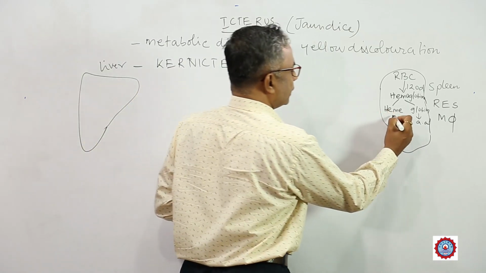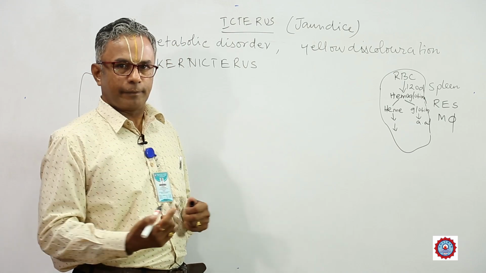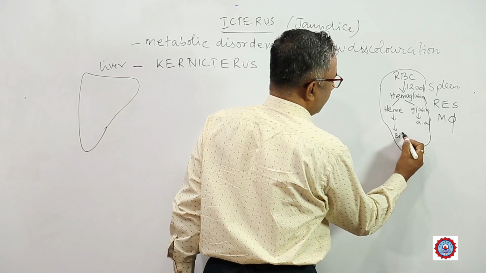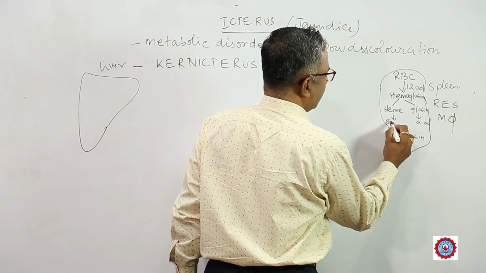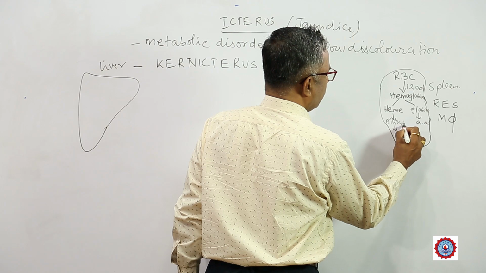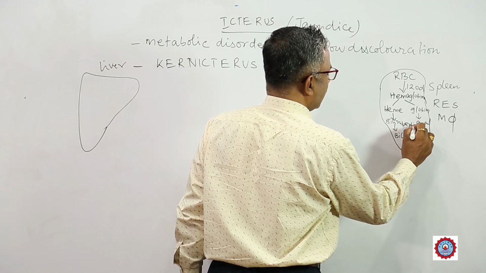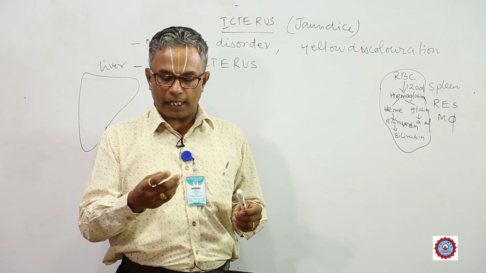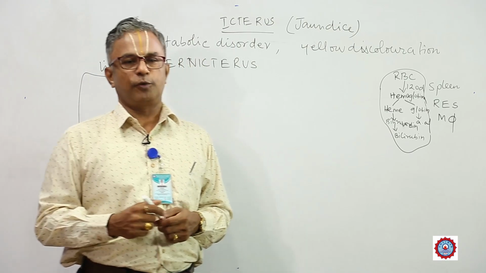Heme is now acted upon by enzymes, and finally it forms bilirubin. Initially it forms biliverdin, and then it is acted upon by the enzyme bilirubin reductase and forms bilirubin. This bilirubin is a yellow color pigment and it is toxic to the human body. So, it has to be excreted from the human body.